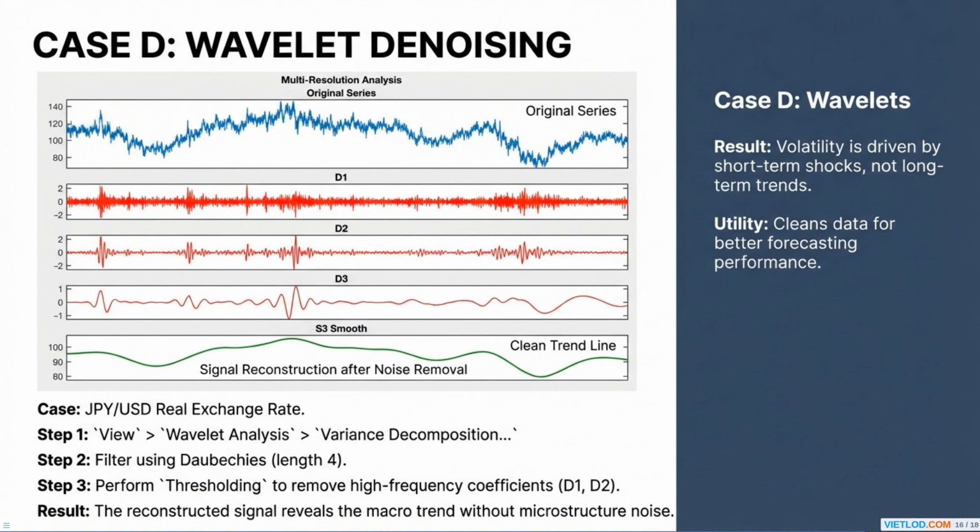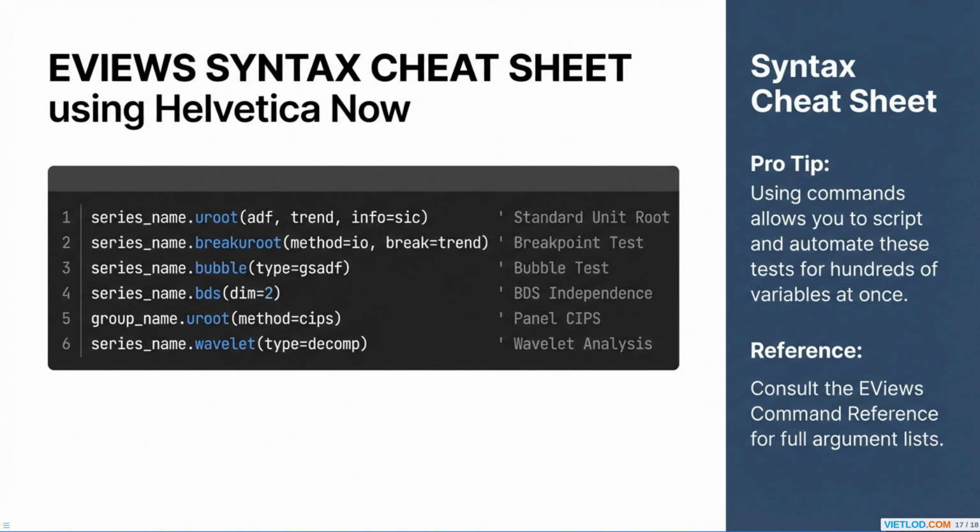In this final case, we analyze the JPY/USD real exchange rate, which is often very noisy. We utilize wavelet analysis to decompose the series. The first step in Eviews is to navigate to View, Wavelet Analysis, and select Variance Decomposition. Next, we apply a Daubechies filter of length 4 to process the data. Then we perform thresholding to remove the high-frequency coefficients, specifically D1 and D2, which represent short-term shocks and microstructure noise.